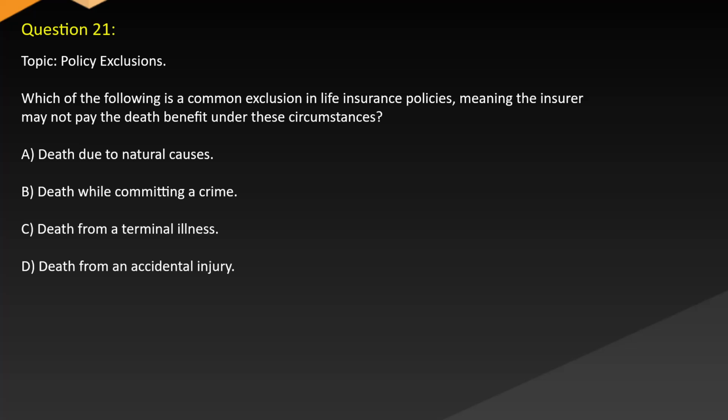Question 21. Topic: Policy exclusions. Which of the following is a common exclusion in life insurance policies, meaning the insurer may not pay the death benefit under these circumstances? A. Death due to natural causes. B. Death while committing a crime. C. Death from a terminal illness. D. Death from an accidental injury.